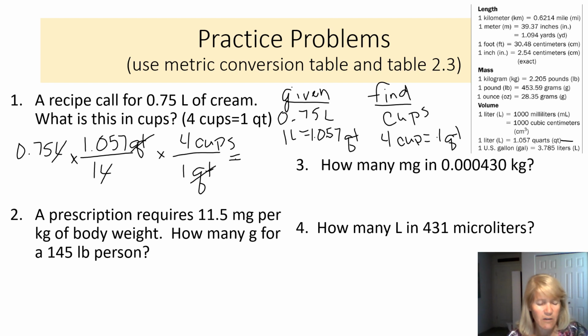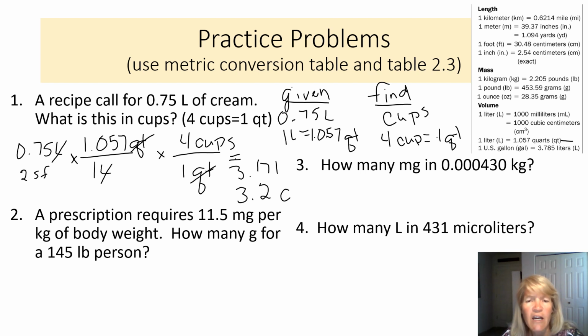So I go to my calculator. 0.75 times 1.057 times 4 equals, and then I'm going to consider significant figures. The given is 2 significant figures, 2 sig figs here. This one has 4, and this is a definition. So we're going to go with 2, and I got 3.171. So I'm going to round that to 3.2 cups. All right, so that's how you approach these problems. And I recommend that you pause it here and try these others, and the next slide shows the answers. Make sure you know how to do them.